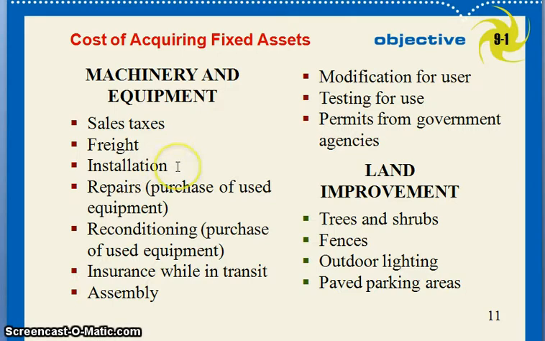Installation. What if you have to pay for it to get installed and into location? All right, any sort of fees for that would be added to the cost of the equipment. If you're buying equipment that's used, you might have to pay for some repairs on the equipment. You might have to recondition the equipment if it needs overhauling in some way. If you pay insurance while the equipment is in transit, if you're paying $100,000 for a piece of equipment, you might want to insure it if it's coming to you.